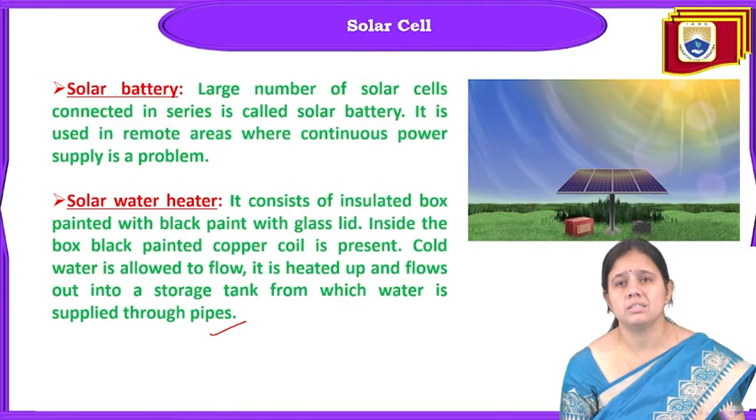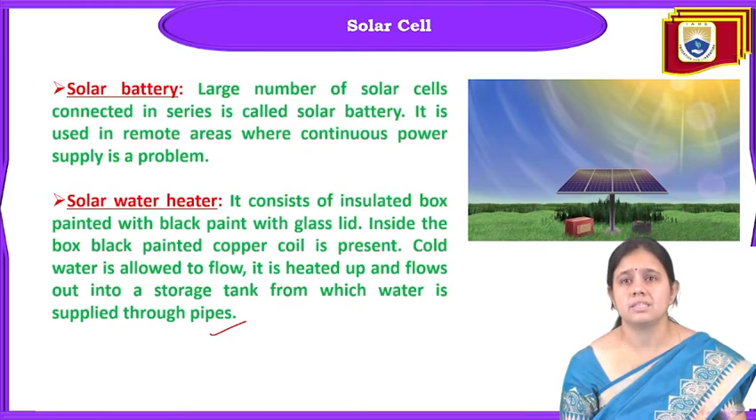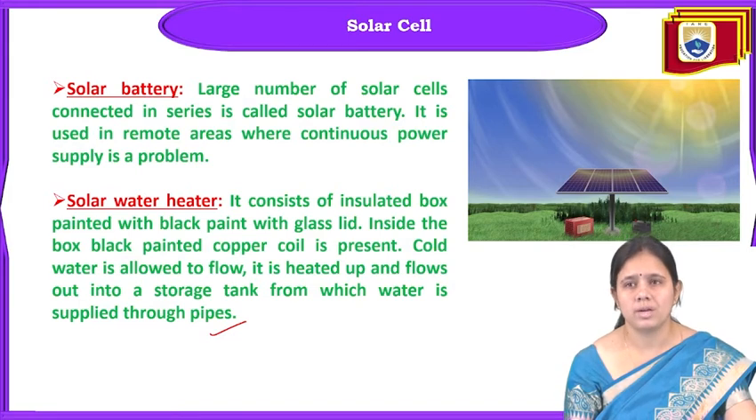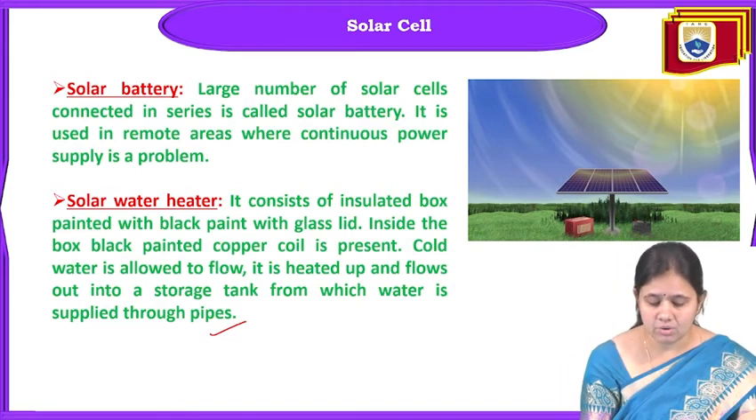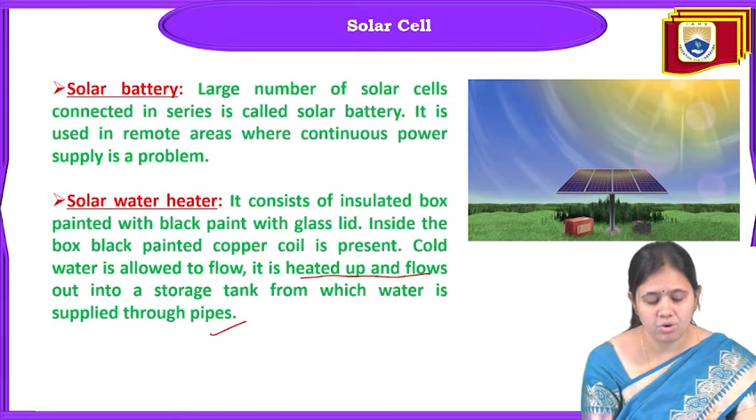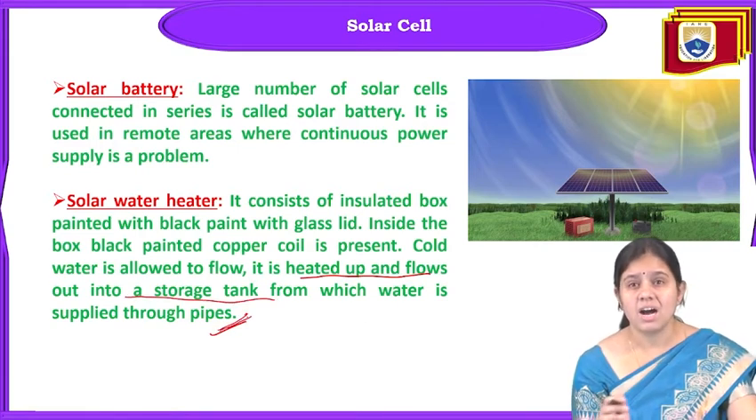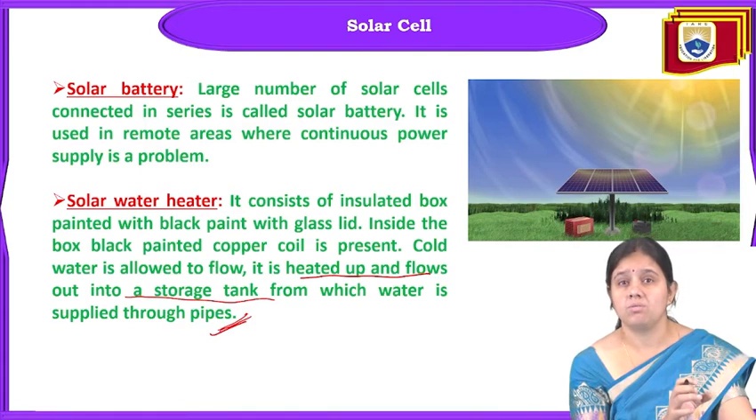So the solar water heater is very common in today's life, as I think on every rooftop of all the buildings, a solar water heater is there. It consists of an insulated box. That box is painted with black paint with a glass lid. Inside the box, a black painted copper coil is present, and cold water is allowed to flow, and it is heated up and flows out into a storage tank from which water is supplied through pipelines. So in our daily life, we are using the solar water heater.